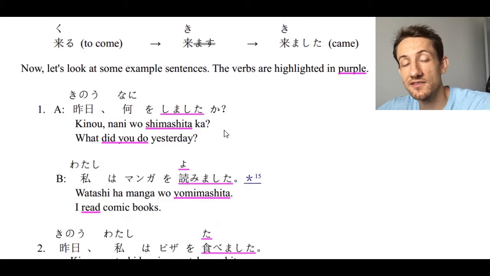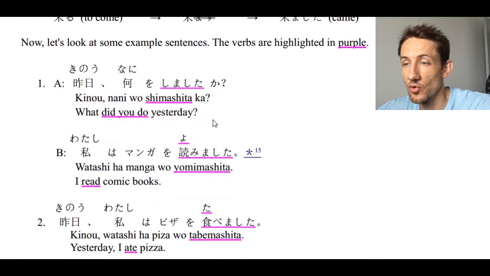So now we're going to look at some example sentences. So here we have number 1, a little conversation. So, 昨日何をしましたか? 私は漫画を読みました. So what did you do yesterday? I read comics. And here we have a pro tip, so let's check that out.